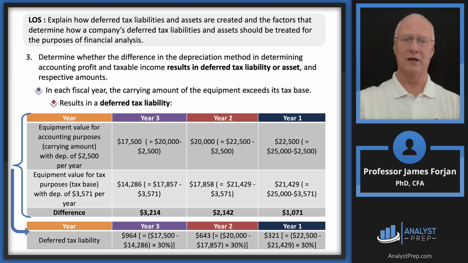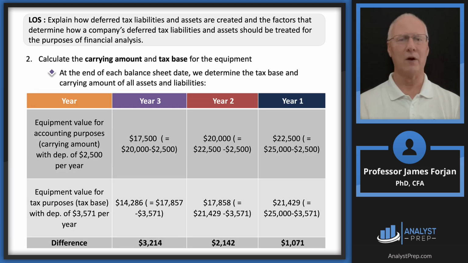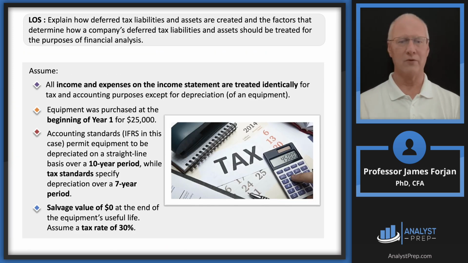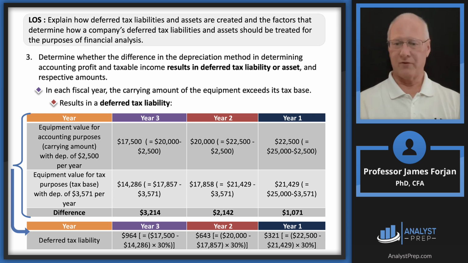Just subtracting a carrying amount minus the tax base, and we get whatever that was. That's the 1071. Multiply that by the 30% tax rate. I think we were given 30% back there somewhere. You guys want to verify that? Where was that? Somewhere in there. Yeah, down at the bottom. So you take 30% of that and you get 321.